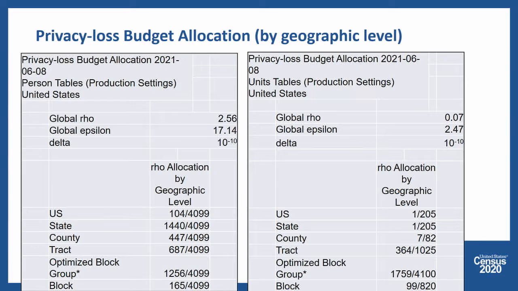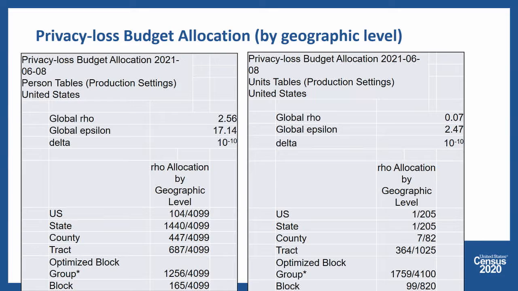These are the privacy loss budget allocations by geographic level that were used for the production settings run of the 2020 census redistricting data. On the left-hand table, you can see the PLB allocations by geography for the person tables, so P1 through P5. And on the right, you'll see the allocations by geographic level for the housing tables, or the units tables, used interchangeably. That would be for table H1. And you can see the proportion of the overall global rho that was allocated to the US level versus the state level, et cetera.